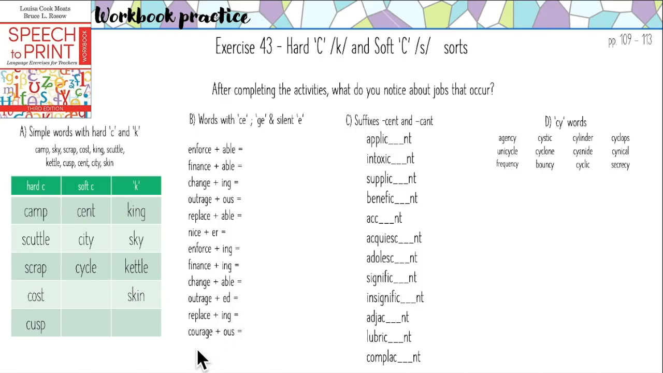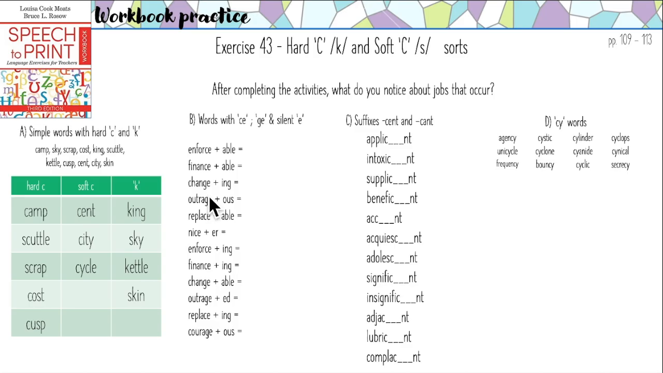Okay, now take a pause and look at letter B. When am I going to drop my E to add my ending? So remember that soft C, that soft G is going to be your big indicator. So take a minute and think, did I drop my silent E or did I keep it? Pause it.